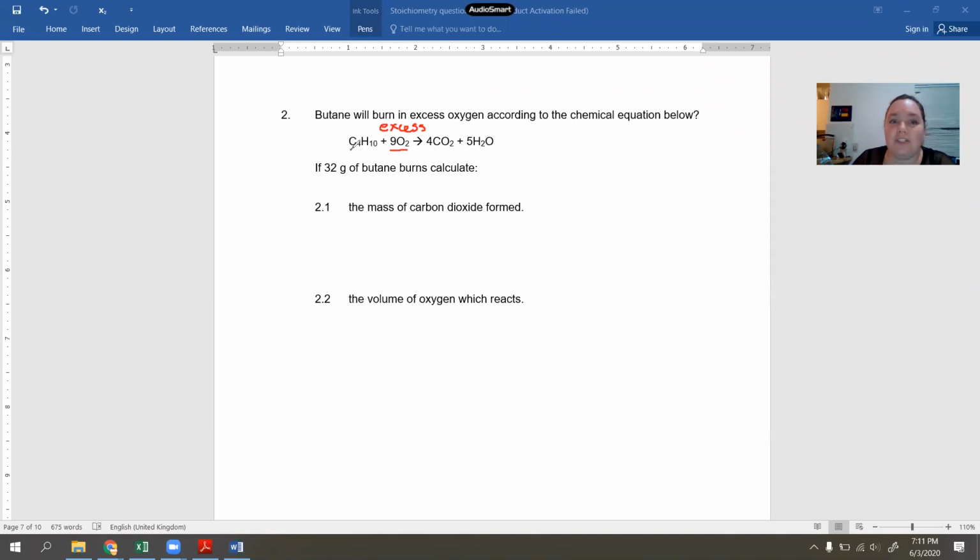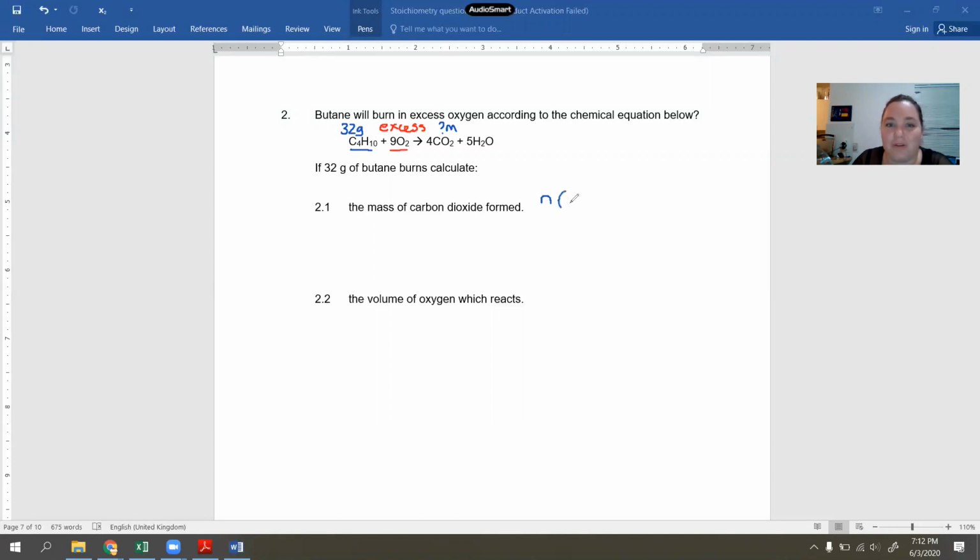So butane, which is this, will burn in excess oxygen according to the equation below. If 32 grams of butane burns, the first question is, what is the mass of carbon dioxide formed? We are looking for the mass of carbon dioxide, but the only thing we've got enough information about to work out is the butane. Because we've been given the mass of butane and its formula, we can work out the mass using the equation. We're going to have to work out the number of moles first.